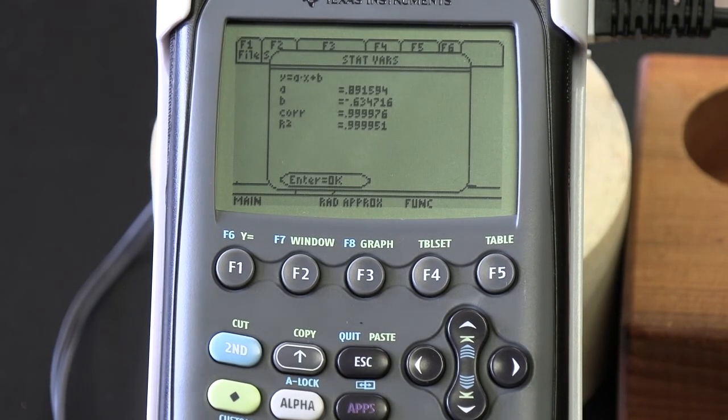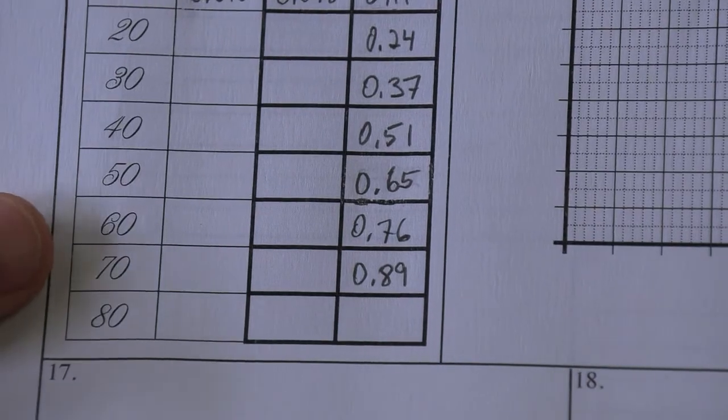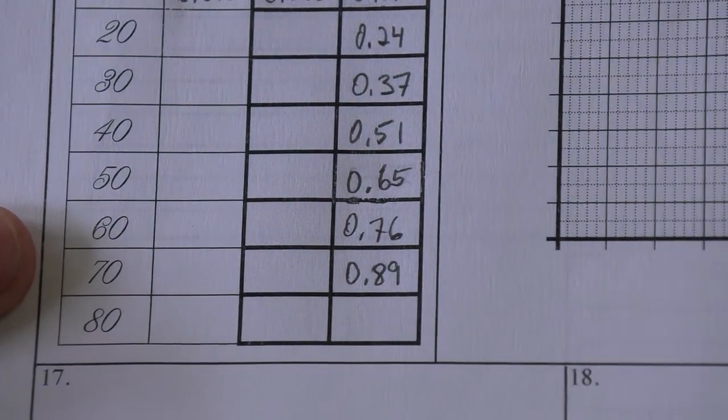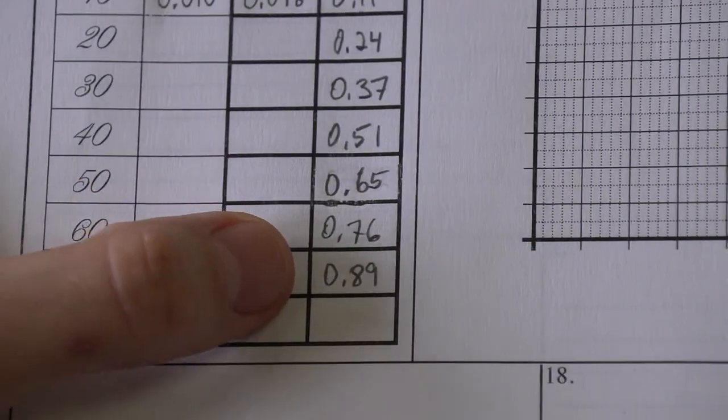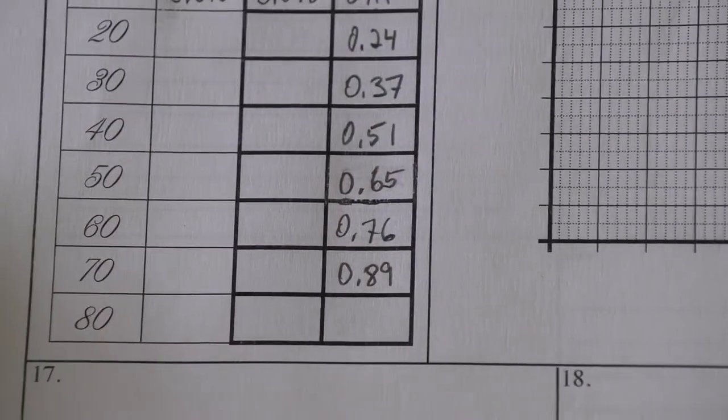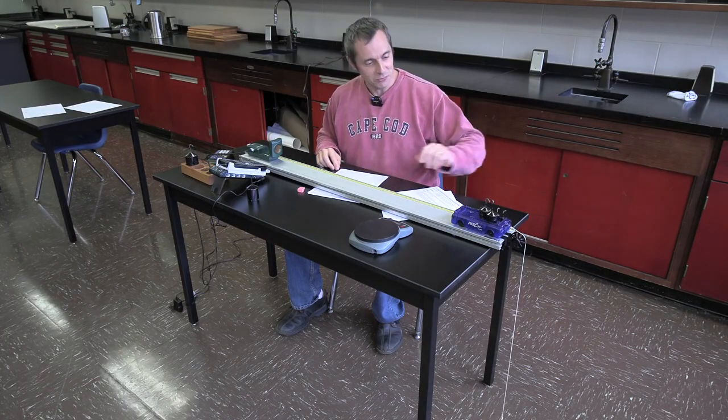And I see about 0.891, so I'll just call it 0.89. Okay, so I write that down. For the 70 grams hanging over the pulley, my acceleration is 0.89. Again, you're getting your value off the Google Sheet in the stream. That was 70. One more to do, 80 grams.